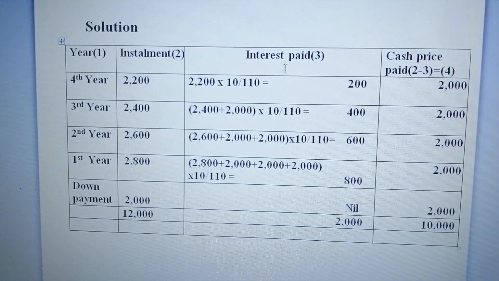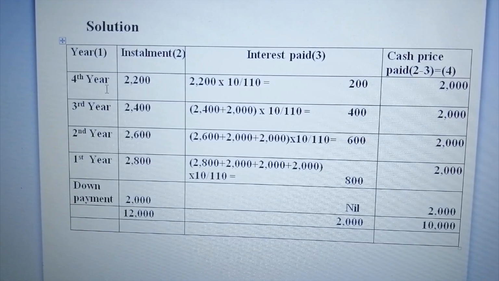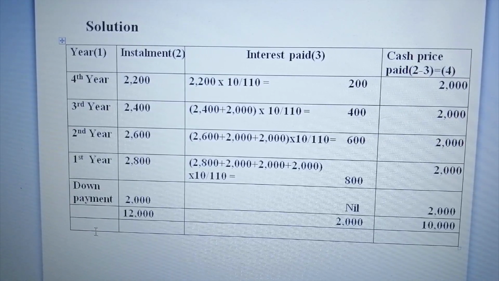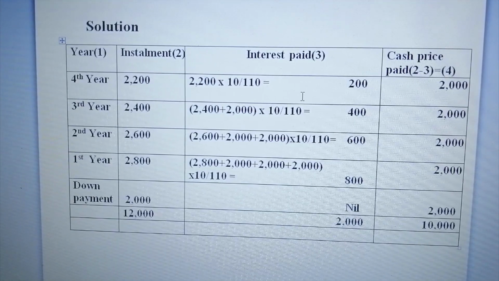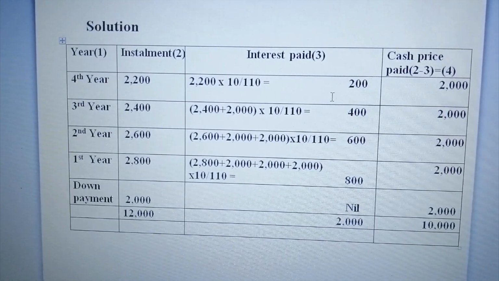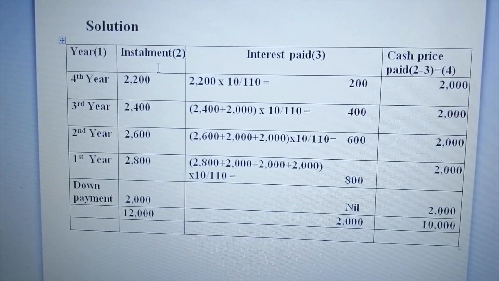Now let's see how to calculate interest and cash price. In the first column, the number of installments and the down payment. Second column, amount of installments and the amount of down payment. In the third column, we have to calculate the interest amount. Fourth column is cash price, which is found by deducting the interest amount from the installment, because the installment comprises the interest as well as cash price.